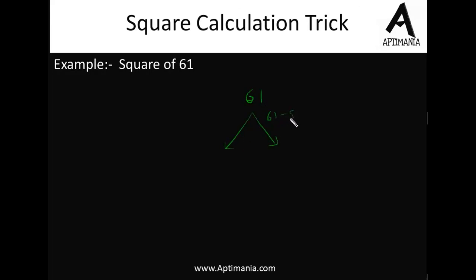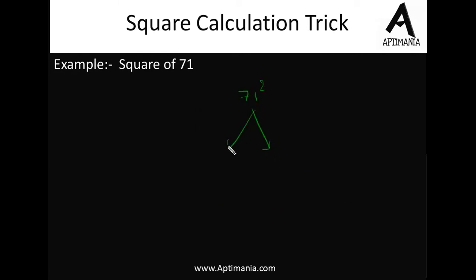Next is square of 61. The difference of this number from 50 is 11, and 11 square is 121. We'll keep 2 digits only, we'll carry forward this 1. Now 61, since the number is greater than 50, we'll add 11 to this, that will make it 72. Divide by 2 is 36. Now this 1 will also get added to this number, so this is 3721. This is 61 square.